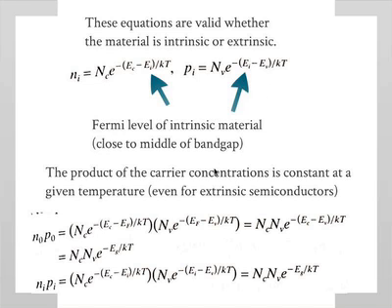Now, the product of the carrier concentrations is constant at a given temperature. Okay? This is true even for extrinsic semiconductors. Because as temperature increases, the number of carriers can increase, but it's only at the cost of the other one. Okay? We will see this again. So we can multiply these two things together.